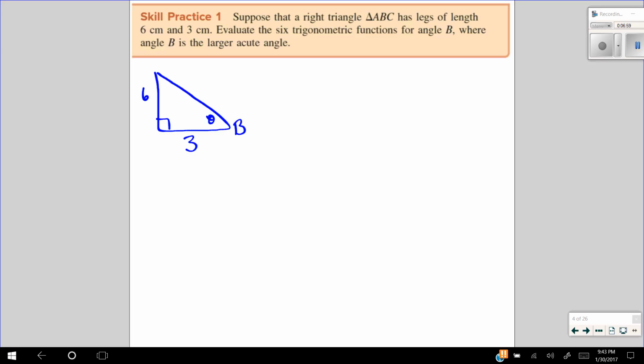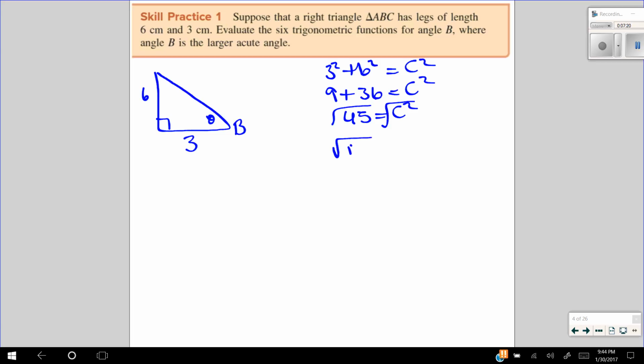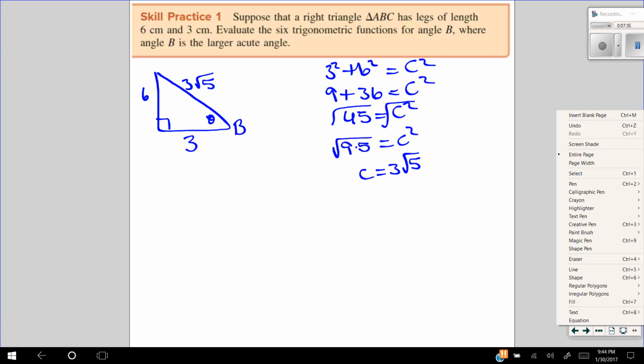So again, first I need to get myself the hypotenuse. So 3 squared plus 6 squared is c squared. 9 plus 36 equals c squared. 45 equals c squared. Square root. Now I'm going to simplify this because 9 is a perfect square and it goes into 45. So c is 3 root 5. Okay? So now that I've got all my side lengths, I can go ahead and get all my trig functions.